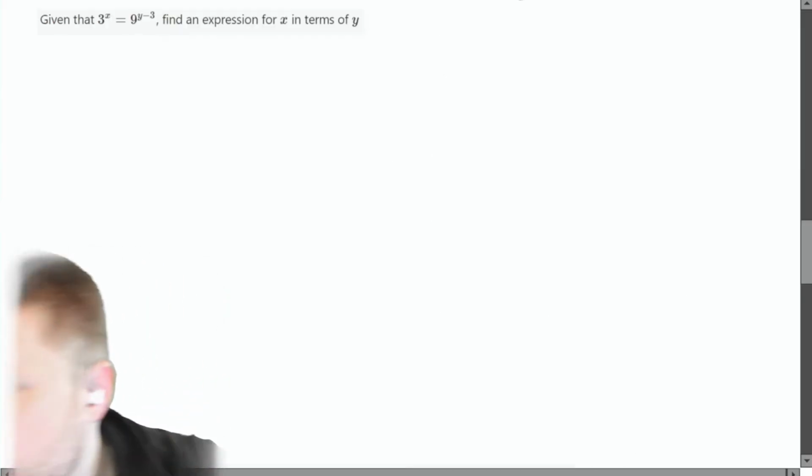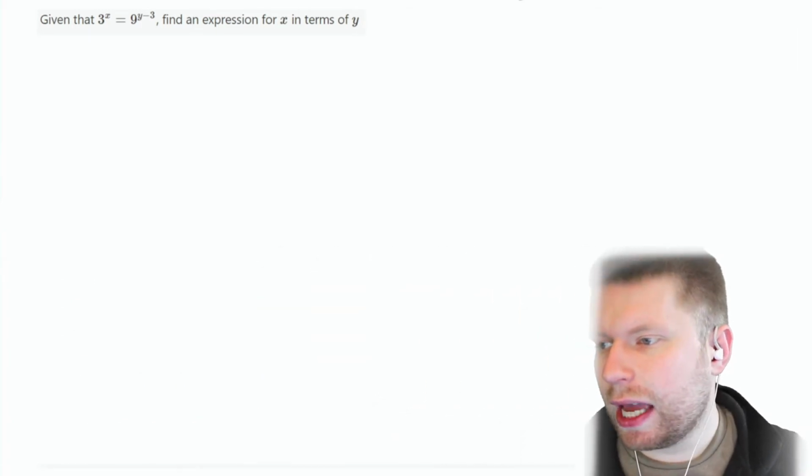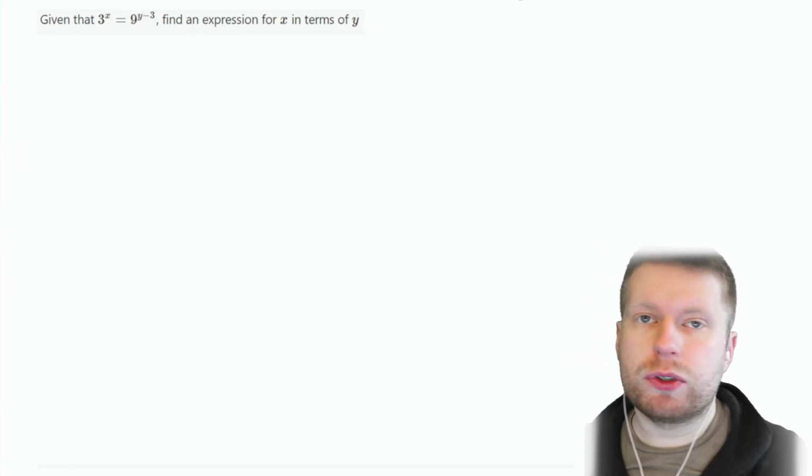All right, so next question then. We've been given that 3 to the power of x is equal to 9 to the power of y minus 3. Find an expression for x in terms of y.